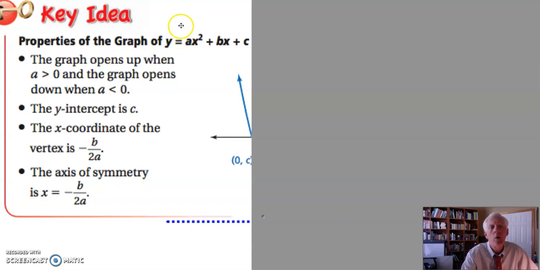Okay, so today we are all about the vertex, the axis of symmetry, and the B value. So we know what A does. The main thing to remember today, when A is positive, the graph opens upward. When A is negative, less than 0, it opens downward. Those are big things to remember, and also remember that the C value in the quadratic function is the y-intercept.